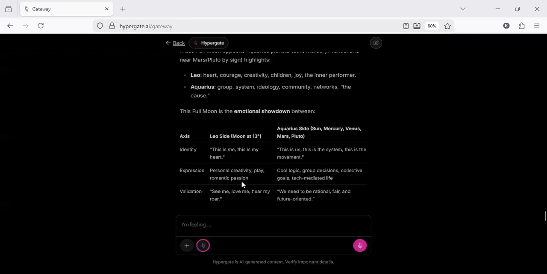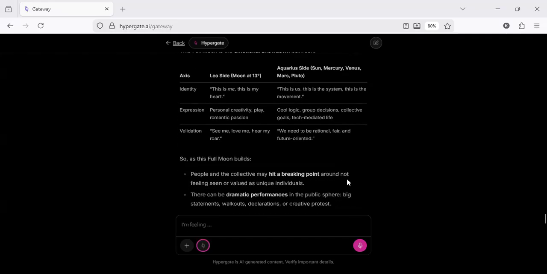This is the movement. And then the personal expression side is personal creativity, play, romantic passion, and then cool logic, group discussions, group decisions, collective goals, tech media mediated life. That's the Aquarian side. So it's very interesting. On the Leo side, the validation: see me, love me, hear me roar. And then on the Aquarius side, we need to be rational, dear, fair, and future oriented. So this is the axis of this full moon that we're coming into.